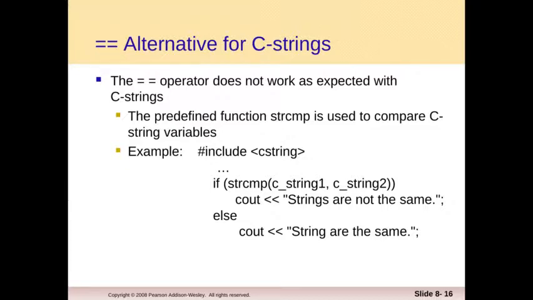No comparison using just the double equal symbol for strings. For numbers, yes, of course. For characters also, for booleans. But for C strings, we can't just use the double equal symbol to compare them. Instead, we have to again use a function called strcmp, for string compare. And of course, we can pass in two strings.